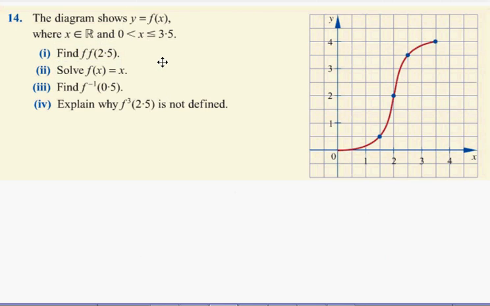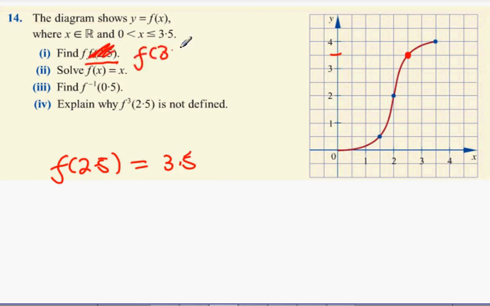Please remember that in an inverse function, what is x becomes y, and what is y becomes x. Now, what I also want you to learn is this, guys. What is f of 2.5? What is the function when the x value is 2.5? 2.5 is here, and the answer will be 3.5. Now you know that f of 2.5 represents 3.5. Now what's f of 3.5 then?